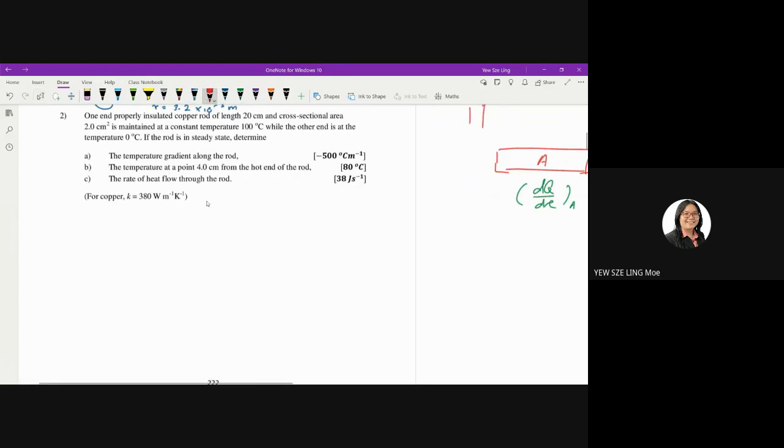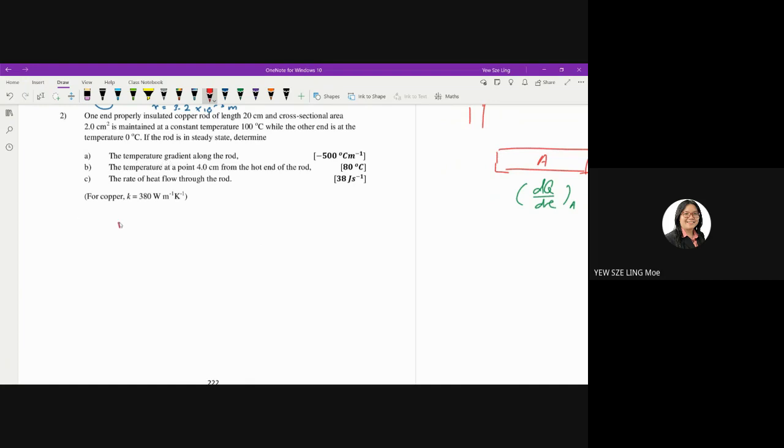Question 2: a properly insulated copper rod of length 20 cm and cross-sectional area 2 cm² is maintained at a constant temperature of 100 degrees C at one end, while the other end is at 0 degrees C. If the rod is in steady state, determine the temperature gradient along the rod.